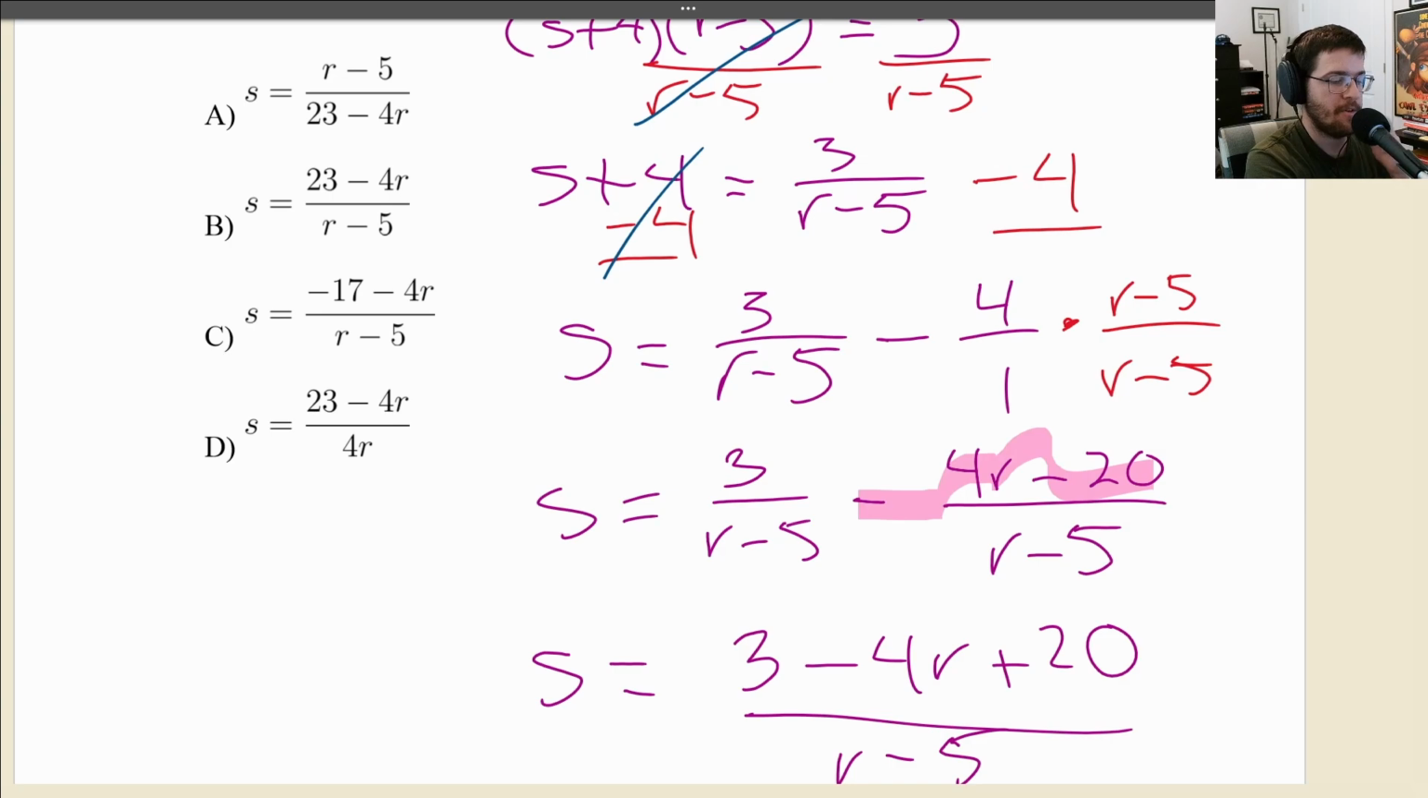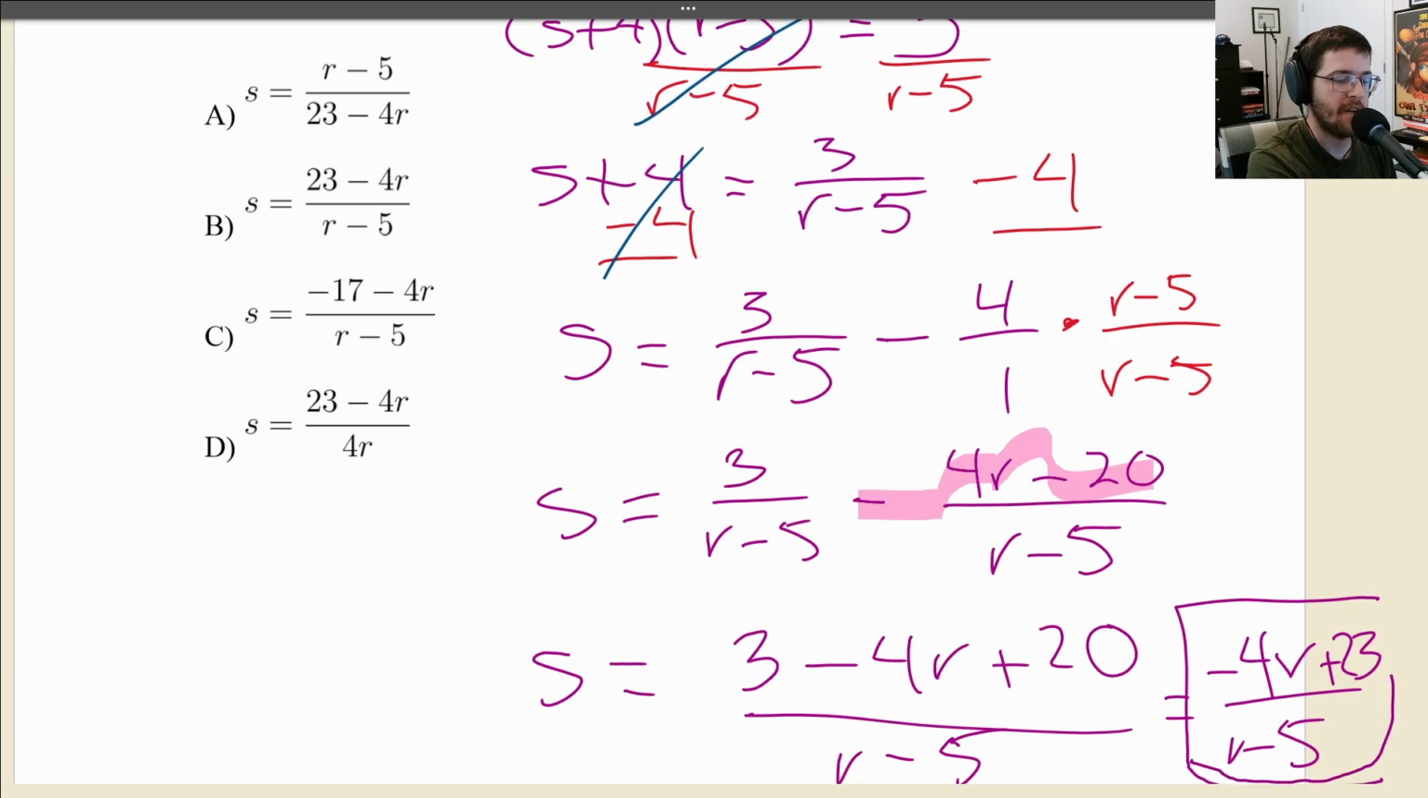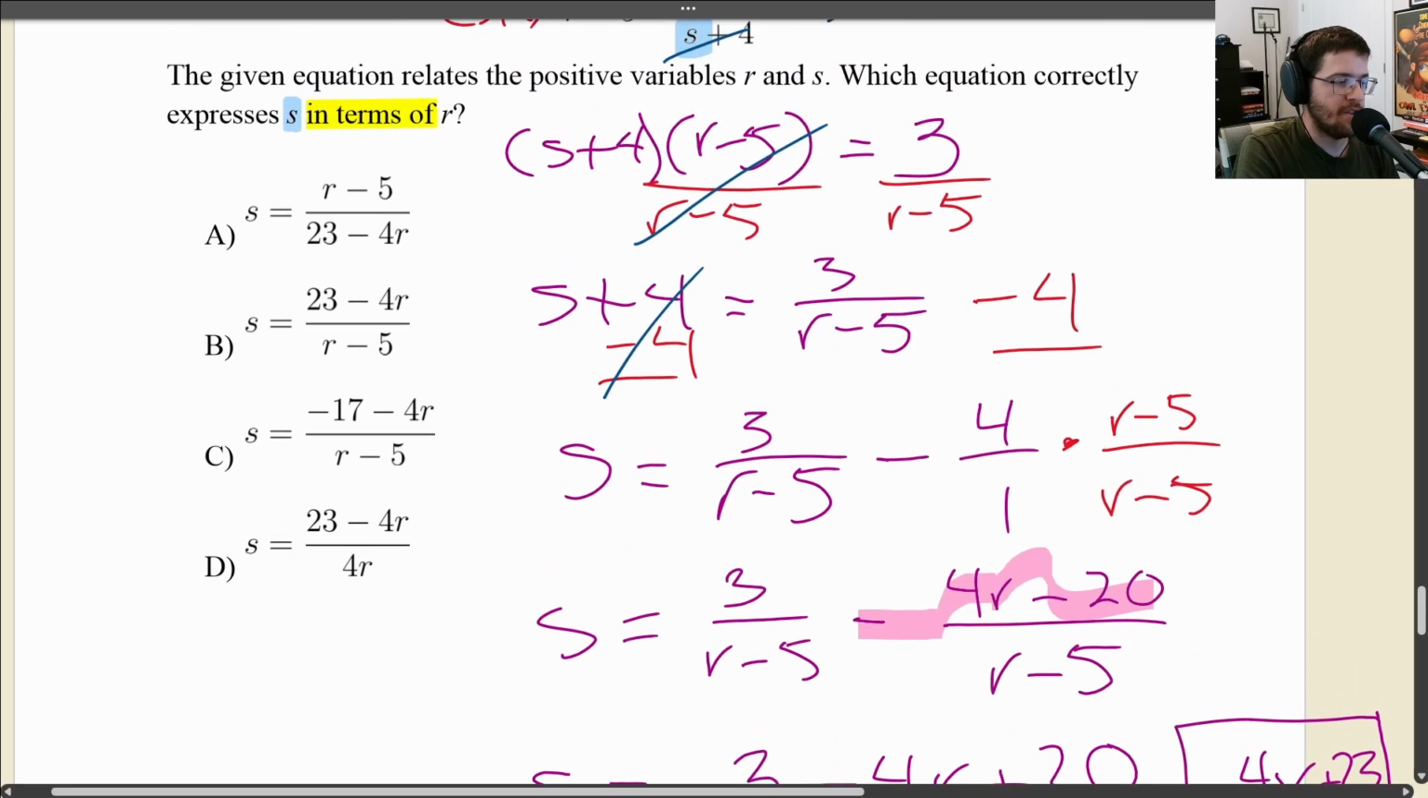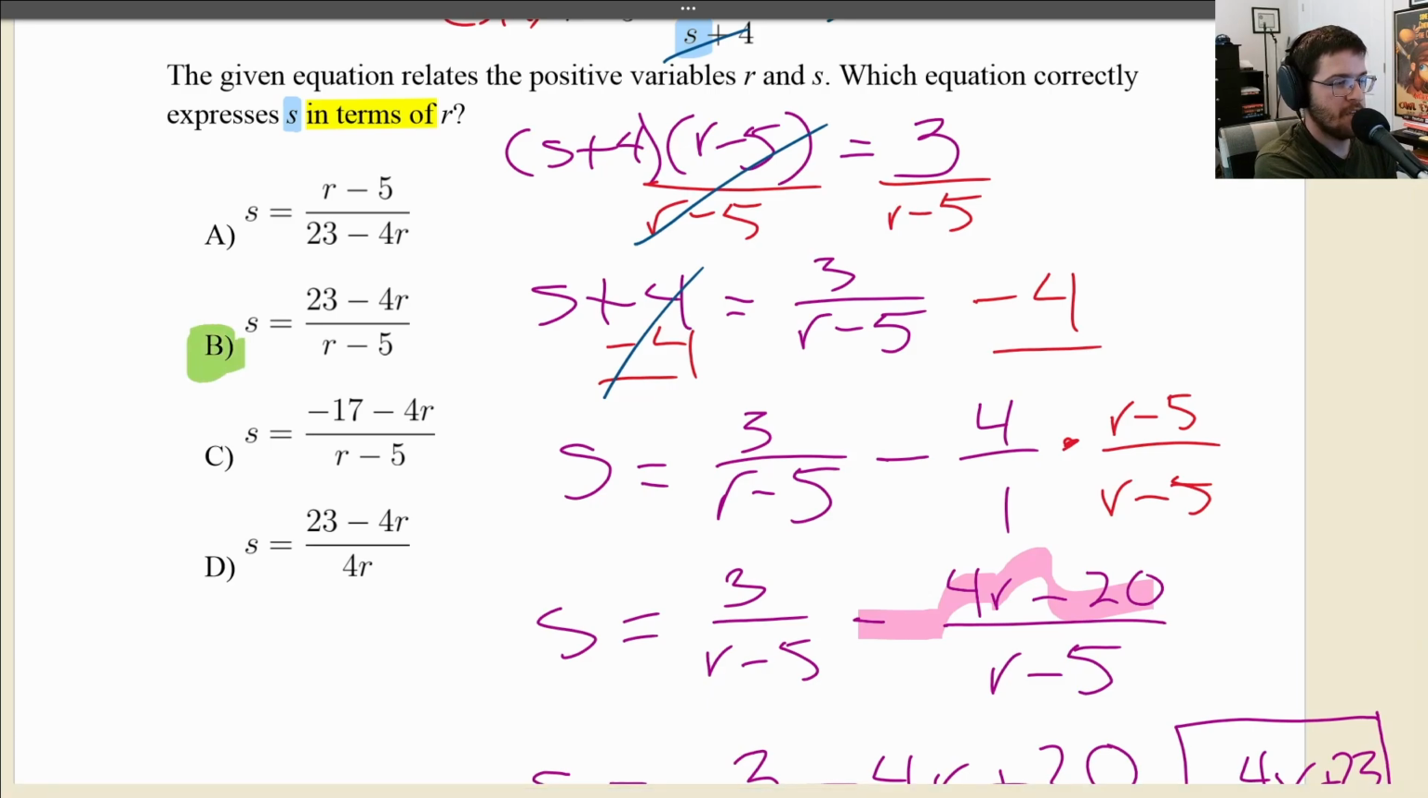And if you clean that up further, you could just combine the like terms. Negative 4r, and then 3 plus 20 is 23. So the answer should look something like that. Just be really careful when you're distributing a negative sign to a numerator. You got to do it to every term in that numerator. Let's see if that is one of the choices. It is looking like that is choice B. The only difference is, instead of writing negative 4r plus 23, they wrote 23 minus 4r, which is equivalent. That's called the commutative property of addition.